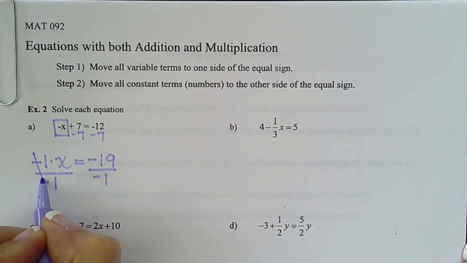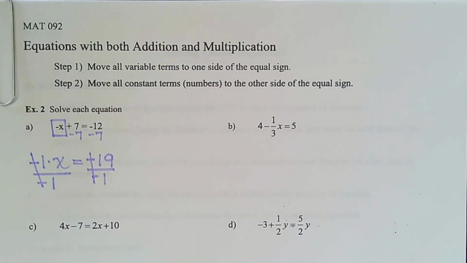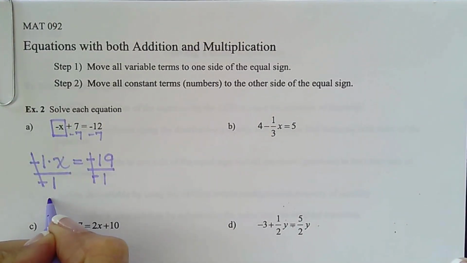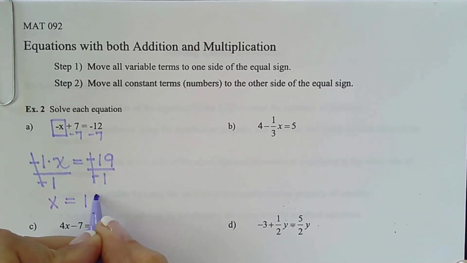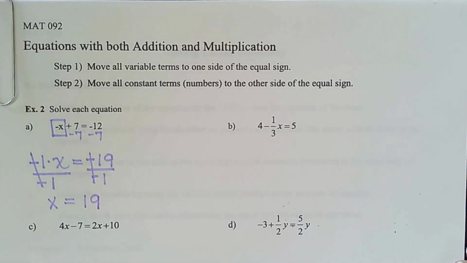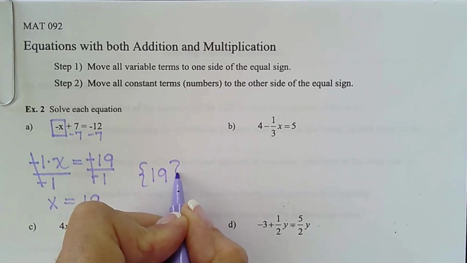I immediately see two sets of double negatives, so I make them positive to make myself aware there are no negatives in this problem now. So 1 divided by 1 obviously is 1, so this is 1x or x. 19 divided by 1 is 19. And there you have it. So put that in solution sets.